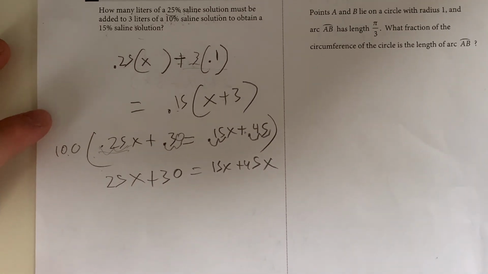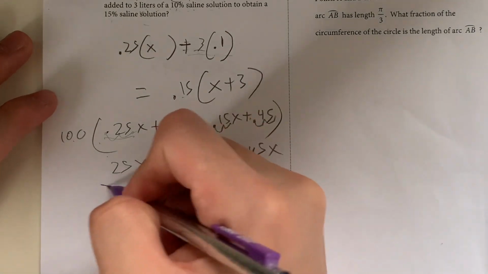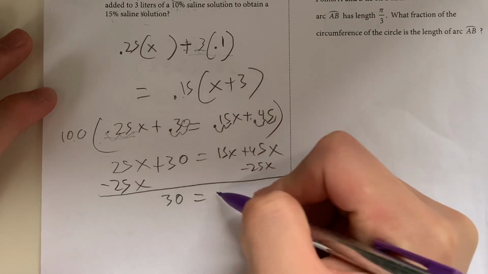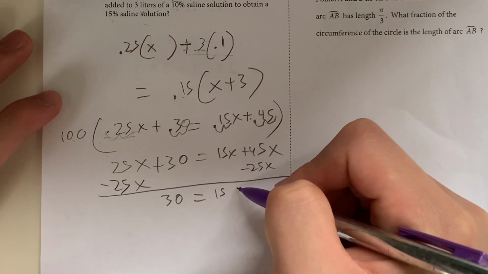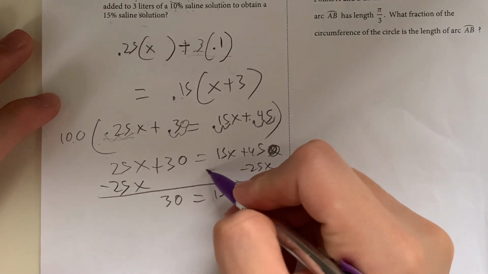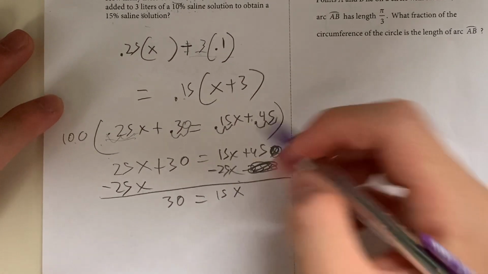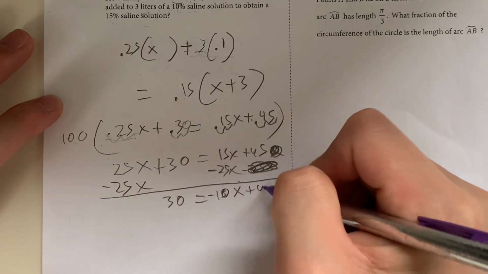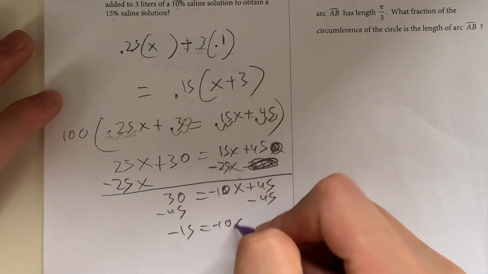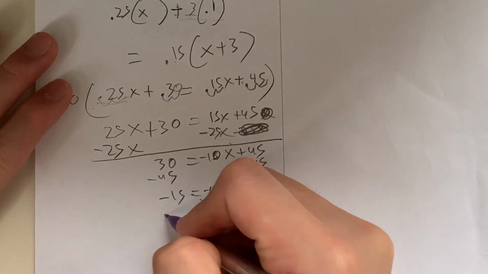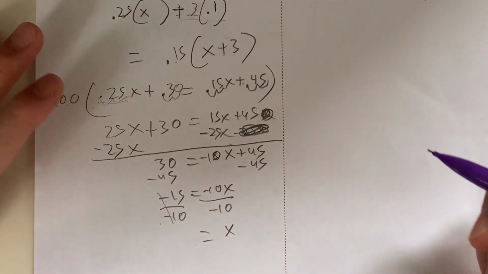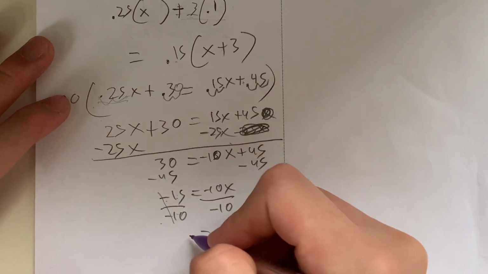45. Now we have this simple equation that you guys can probably solve, because we can move this 25x onto this side because it's the lesser value, giving me 30 is equal to 15x. Oh, this shouldn't be an x. I'm sorry about that. Minus 25x over here should give you negative 10x plus 45. Now we minus 45 on both sides, giving us negative 15 is equal to negative 10x. And now we just divide both sides by negative 10, giving us x is equal to negative 15 over negative 10. Negatives cancel out, giving you 15 over 10, which can be simplified to 3 over 2.